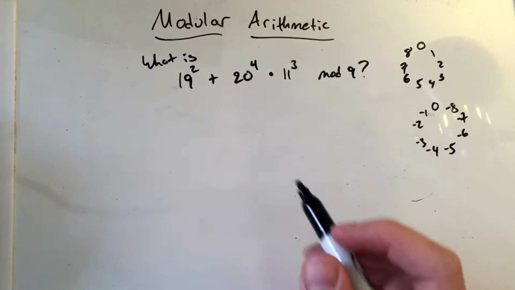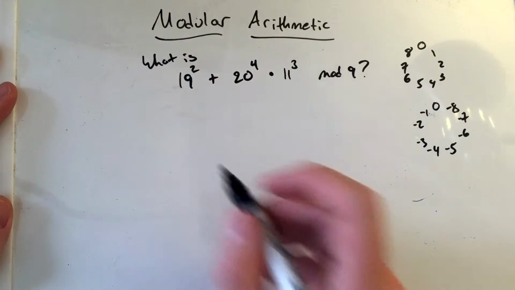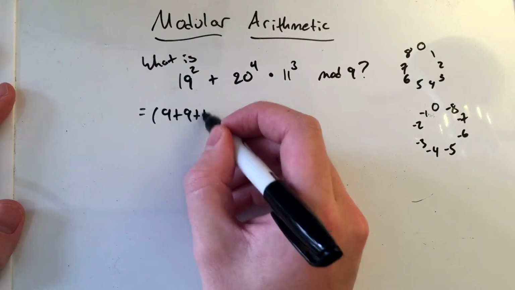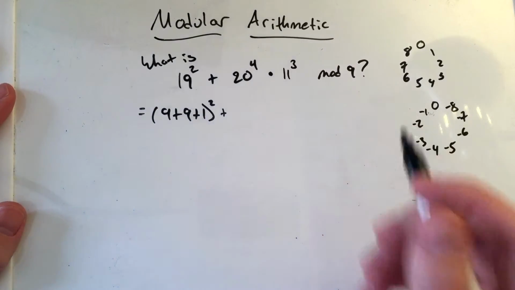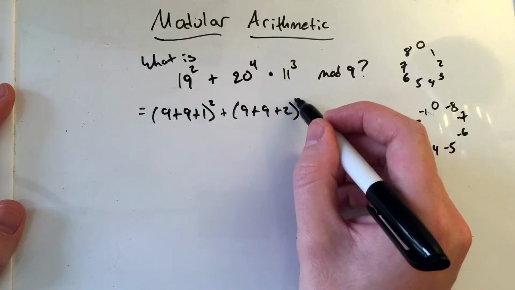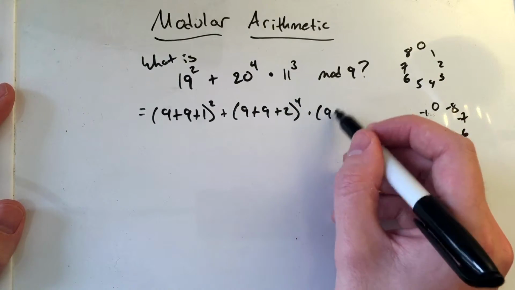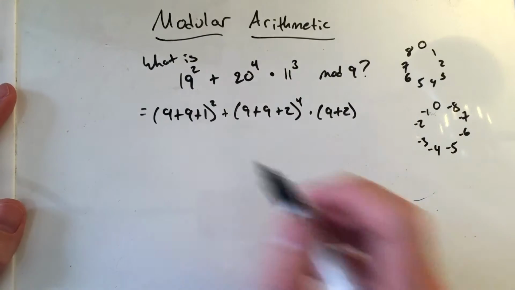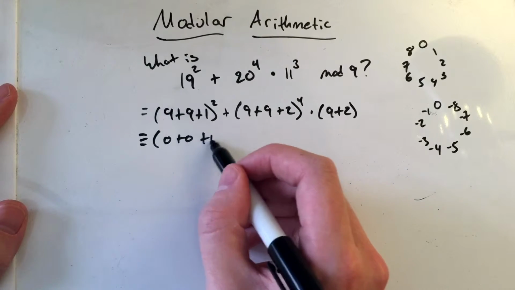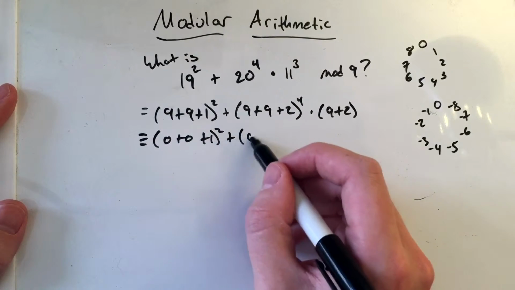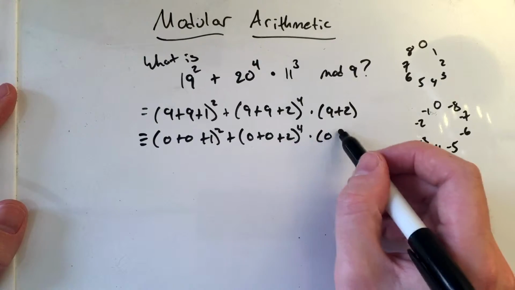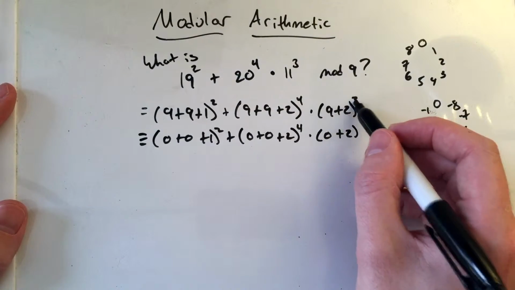So we know that 19 squared is the same thing as writing 9 plus 9 plus 1, and we're squaring that. And then 20, again, is 9 plus 9 plus 2 to the fourth times 11, which is 9 plus 2. Now when I do my modding step, I get 0 plus 0 plus 1 squared plus 0 plus 0 plus 2 to the fourth times 0 plus 2 to the third.